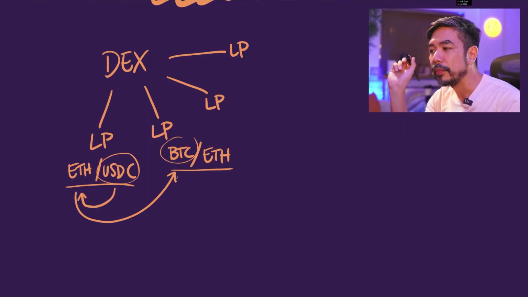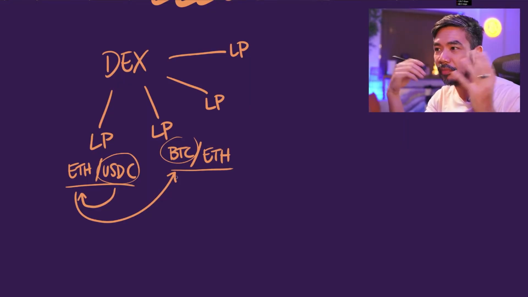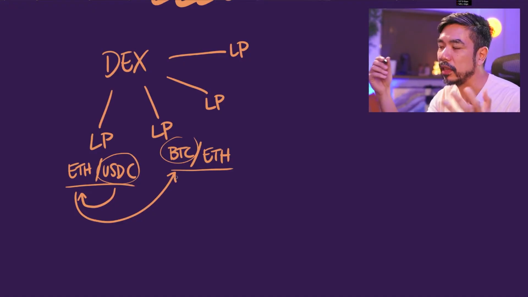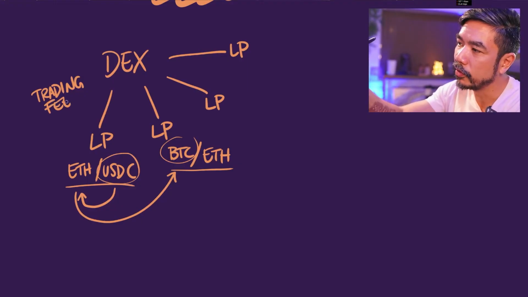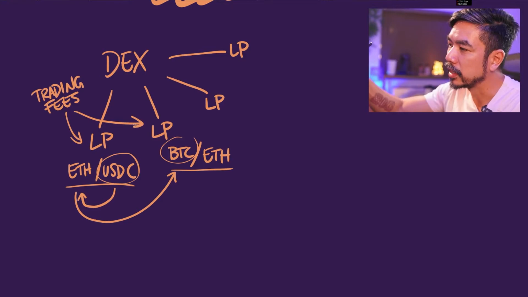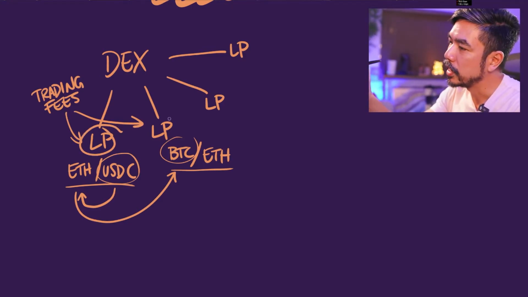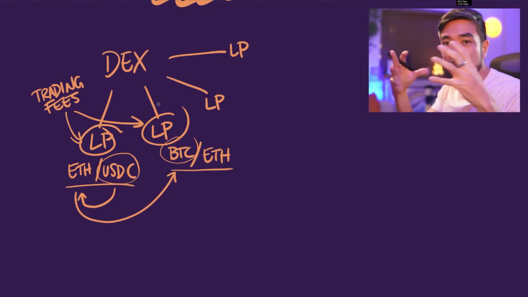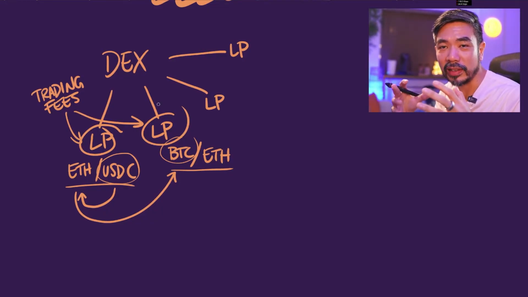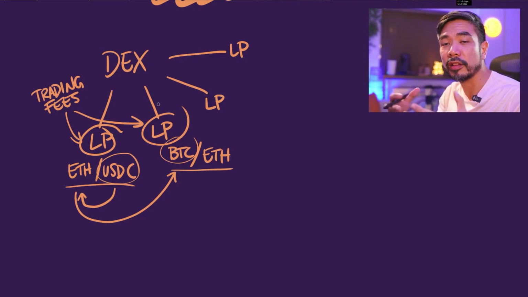So how do DEXs survive? Well, a couple of things. They have trading fees, right? And this is actually where your earnings come from, because those trading fees are paid to the people whose money is sitting in those liquidity pools. That means that these liquidity pools are literally bunches of capital that have been put in by other members of the community.